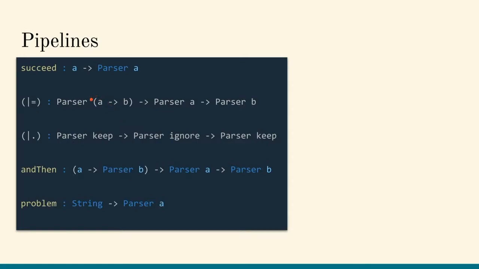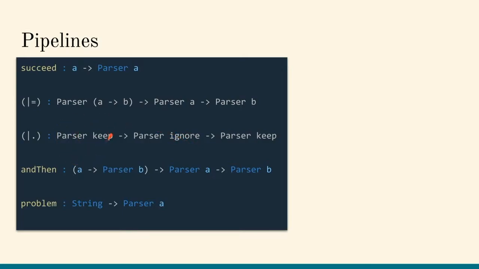We have those function combinations, and we pass that as a pipeline. This time we pass parser A to that, parser A to B, I get parser B. That's the pipeline. Here, this one is another interesting parser. It also takes two parsers.